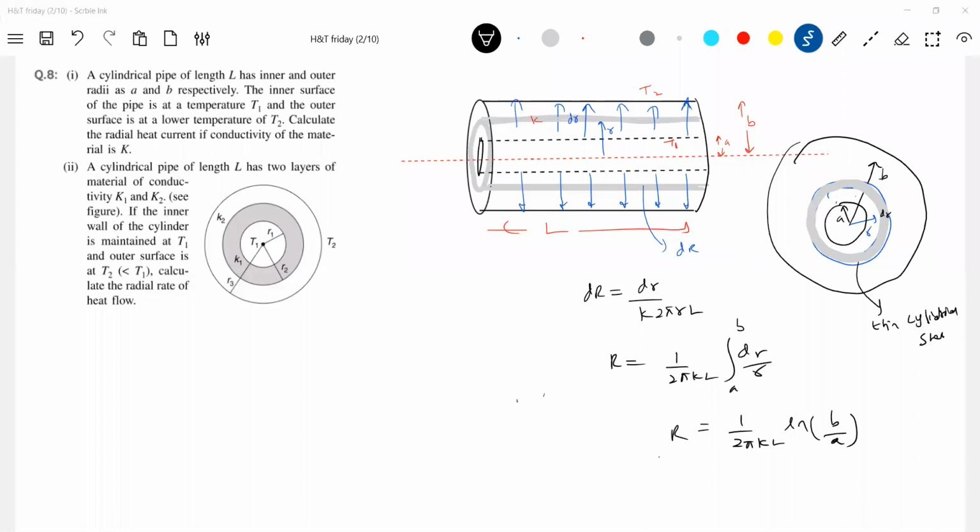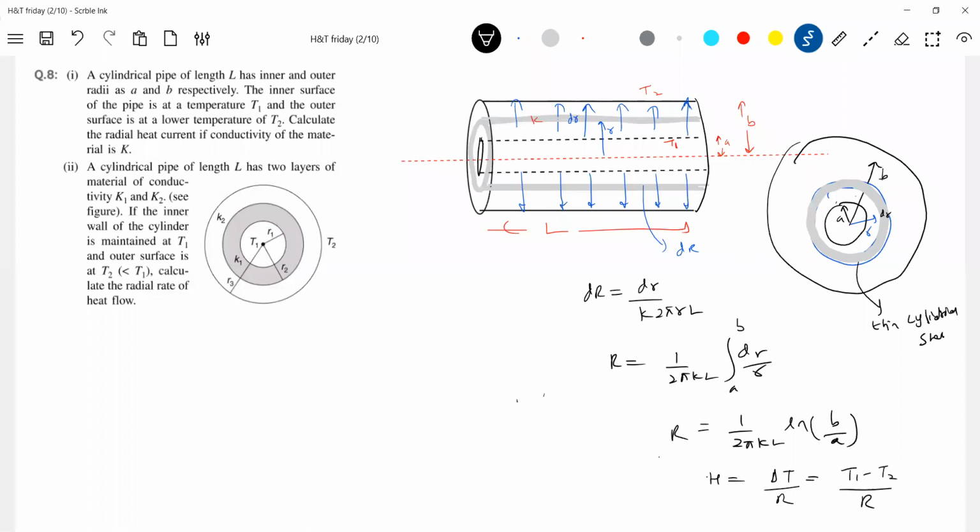Now, let me come first to the question: calculate the radial heat current if the conductivity of the material is K. Okay, now we know the resistance. So what is the radial heat current? H is equal to delta T by R, so (T1 minus T2) by R. Substitute R and you'll get that one. That's the first part of the problem.